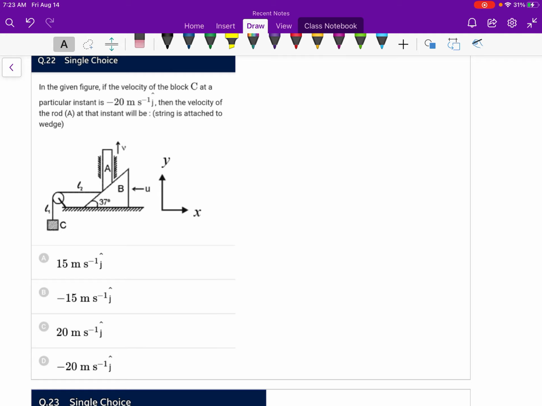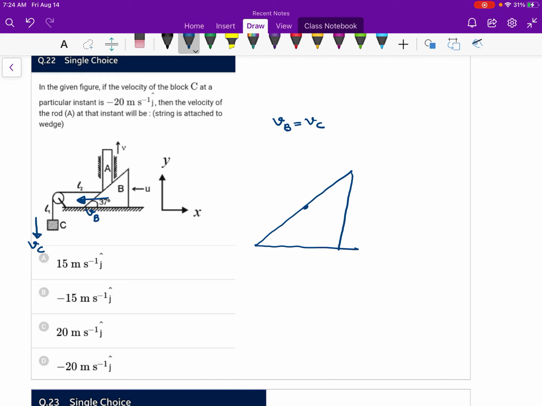Then the velocity of the rod is, so this is a question from constrained motion. Okay, this C is moving with speed VC. So as B and C are connected together, so B will also move with speed VC. VB is equal to VC. Now, guys, when two rigid bodies are in contact, they have same velocity along the common normal. Okay, so same velocity along the common normal.